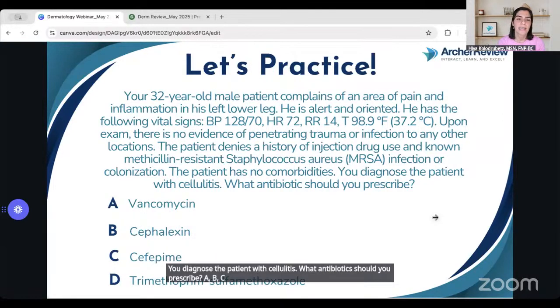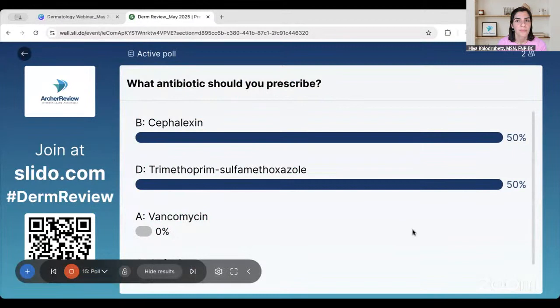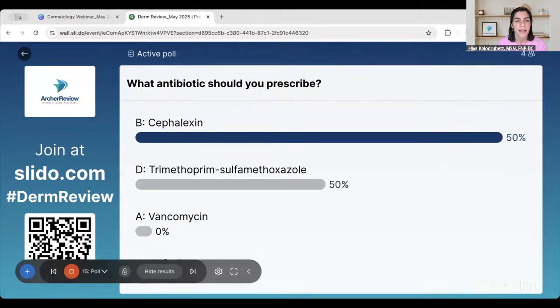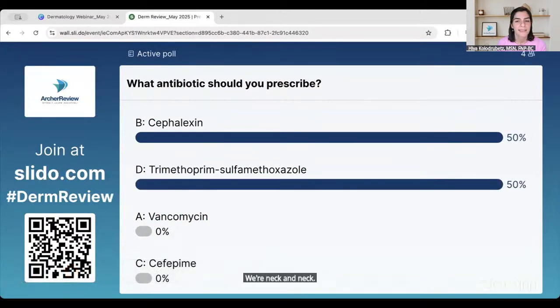What do you guys think? Are you going to be giving him Vanco, cephalosporin, cefepime, or Bactrim? What do you guys think? Oh, we're neck and neck.